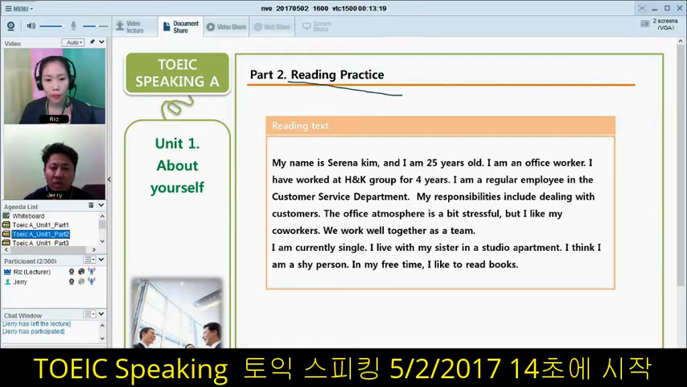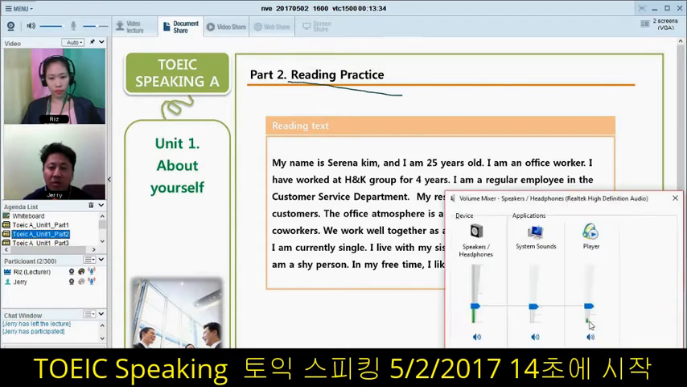My name is Serena Kim, and I am 25 years old. I'm an office worker. I have worked at H&K Group for 4 years. I'm a regular employee in the customer service department. My responsibilities include dealing with customers. The office atmosphere is a bit stressful, but I like my coworkers. We work well together as a team. I am currently single. I live with my sister in a studio apartment. I think I'm a shy person. In my free time, I like to read books.